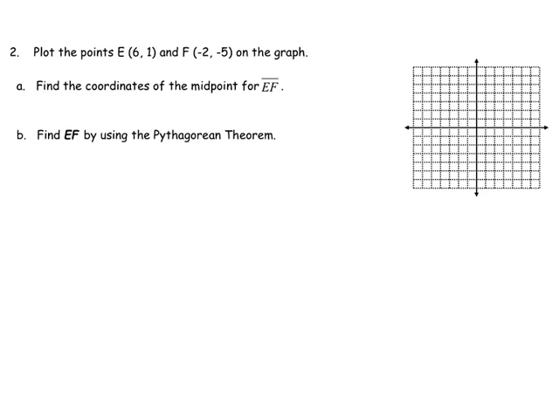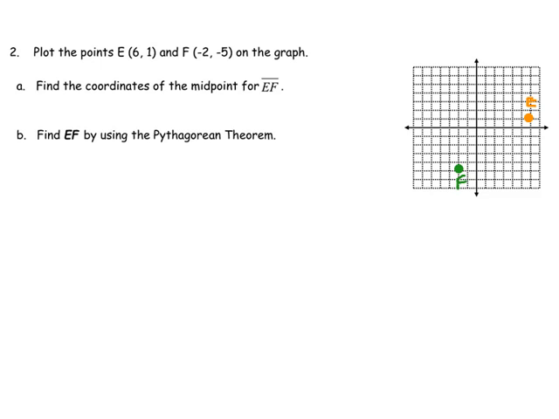Now we're going to plot the point (6, 1). We're going to label that E, so that's one of our endpoints. So 1, 2, 3, 4, 5, 6 to the right, up 1. And then we are going to label that E. Remember that that's one of our endpoints. And then let's label our next endpoint of (-2, -5): to the left 2 and down 5. And we're going to label that F, sorry.